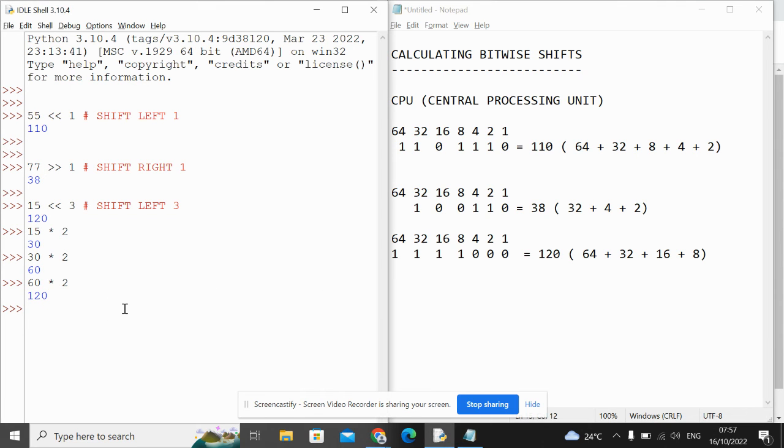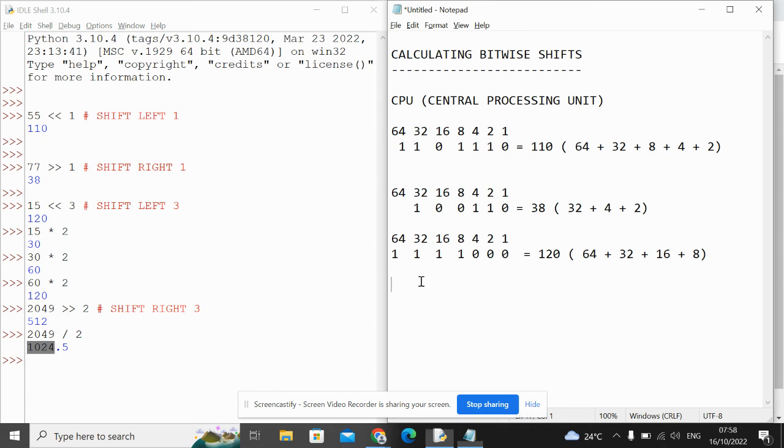Let's do one more example. This time we're going to do 2049 shift right 3. Can you see why the answer would be 512? When you're going the other way, it's not quite the same as halving a number, because we know that halving a number will give you a fractional value in some cases. But the way that Python works is it always is working with integers. So any fractional part just gets chopped off and we round down to the nearest integer.